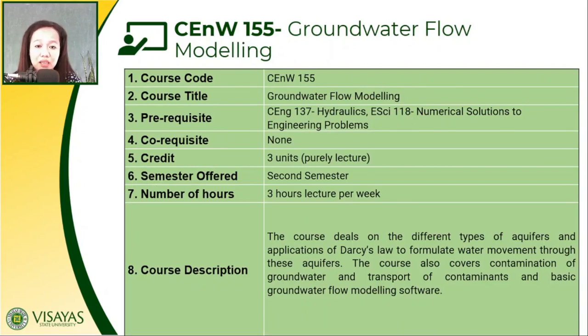And lastly, we have CNW155 or the groundwater flow modeling course. The prerequisite subjects for this are the following. We have CN137 hydraulics and ESI 118 or the numerical solutions to engineering problems. There is no corequisite for the course, purely lecture having 3 credit units, and the course deals with the different types of aquifers and applications of Darcy's law to formulate water movement through aquifers. The course also covers contamination of groundwater and transport of contaminants and basic groundwater flow modeling software.